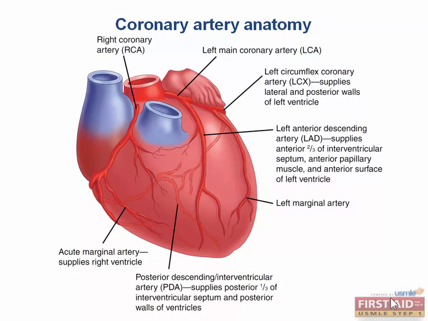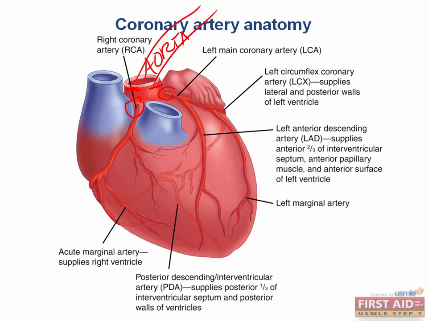So the coronary arteries originate from the root of the aorta. So this is our aorta, and it will give rise to the ascending aorta going this way. And this is just above the aortic valve cusps, which will be sitting right here. So the right coronary artery arises from the right part of the aortic root, and the left main coronary artery arises from the left section of the aortic root.